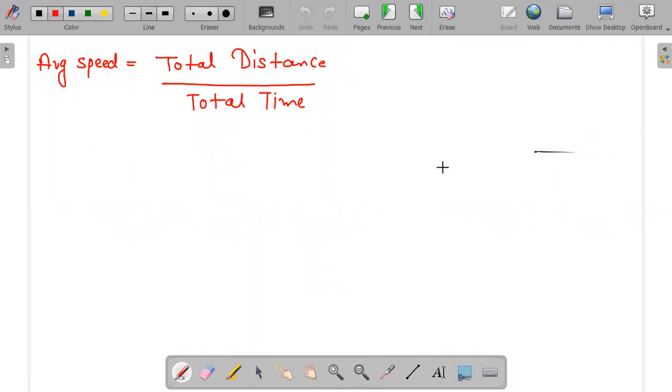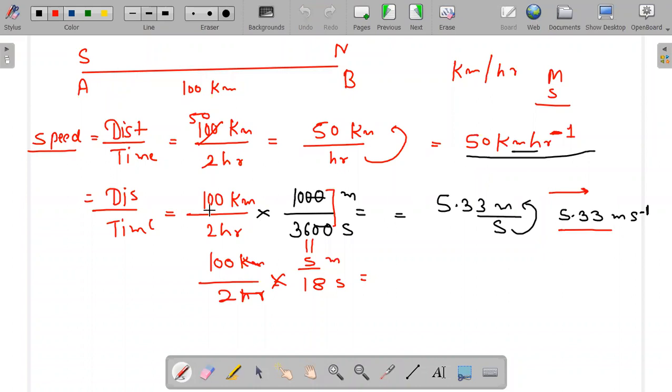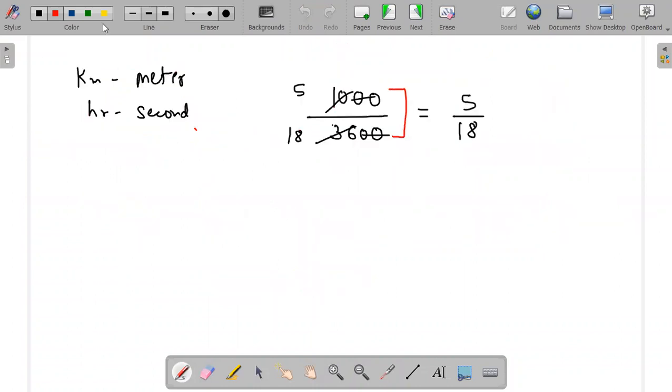Okay, now again I'm back. So this is how you can convert kilometer to meter and hour to second. One more thing I want to tell you, if any question says convert meter to kilometer and convert second to hour, it is just the opposite. You can see easily. So what can I do? I will do the opposite thing to convert meter into kilometer.